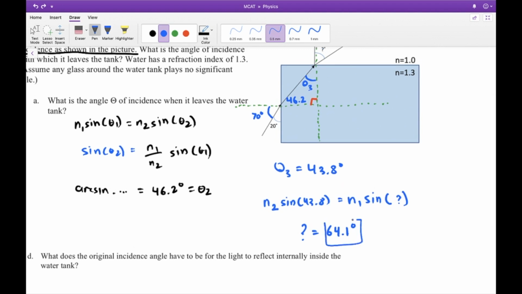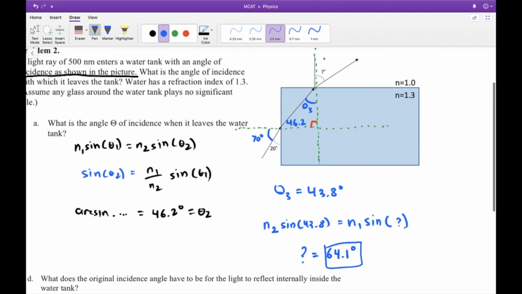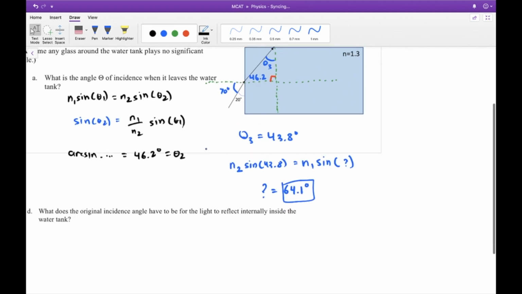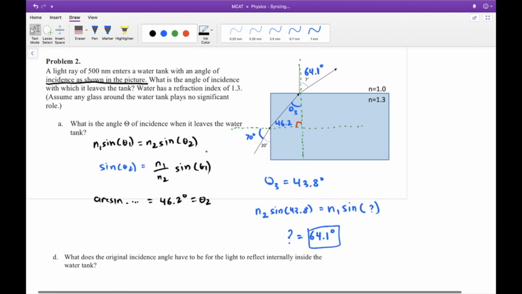So this should be your exiting angle, 64.1 degrees. So that's the answer to part A. So let's go ahead and move on to part B. Now it's asking, what does the original incidence angle? I'm actually going to go ahead and erase all this just because we don't need it anymore.